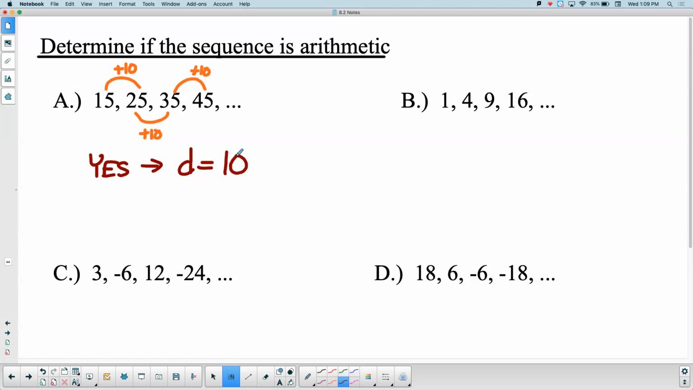Second one, arithmetic, not arithmetic. Why not, CJ? Because it goes plus 3, then plus 5, and then plus 7.